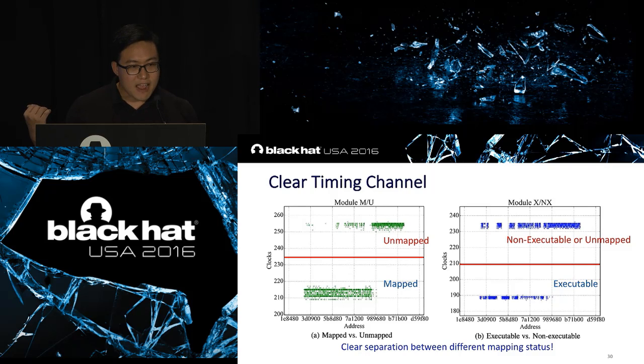And this is a graph of what we get from attacking the Linux kernel module space. We measure the timing per page. It shows that it clearly separates mapped and unmapped pages, and executable and non-executable pages. There are clusters, and between the clusters, we cannot even see any dots. It means the noise is very small, and we can easily distinguish page mappings by the timings.